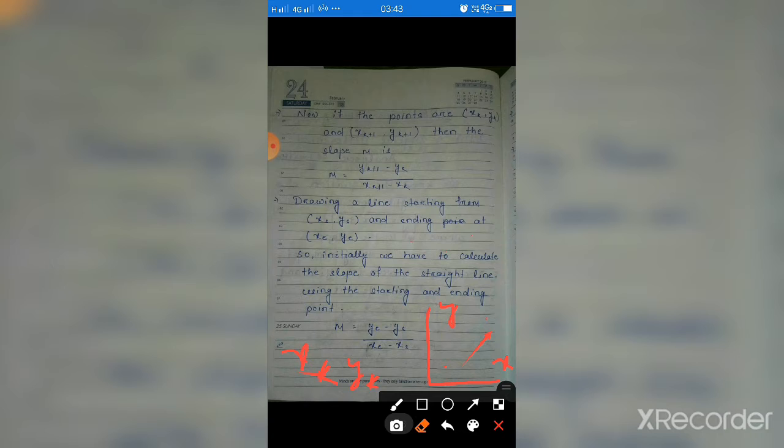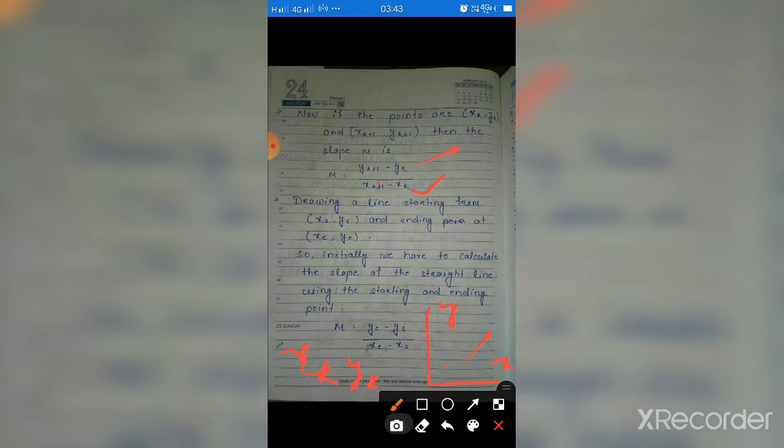So now if the points are xk, yk and xk plus 1, yk plus 1, then the slope m is, how to find out the slope? We can find it in this way: yk plus 1 minus yk over xk plus 1 minus xk.